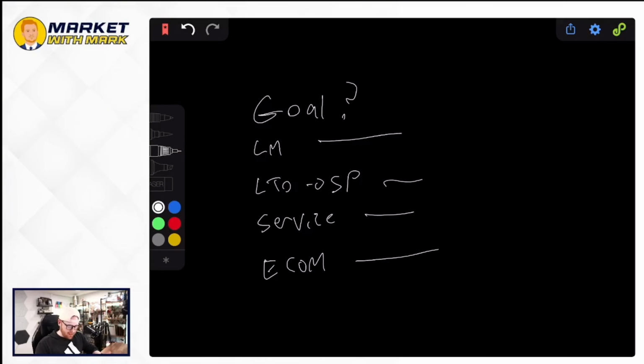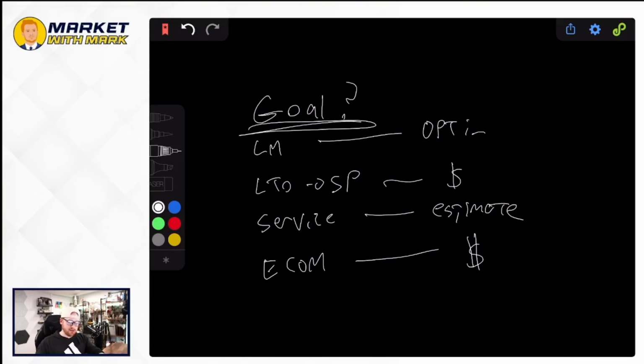So for a lead magnet, obviously it's the opt-in. For the LTO, it's going to be a sale. For the service, it might be booking an estimate. An e-com is probably, again, going to be a sale or a purchase. But point being, you need to understand this before you even begin thinking about your creative and all that stuff, because this is going to ultimately determine how you think about all of it. What is your overall goal?